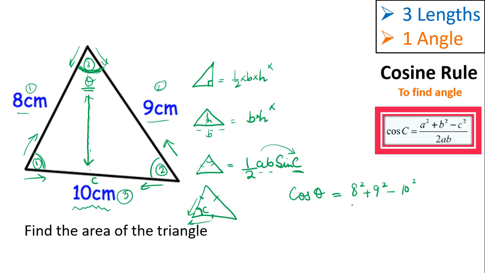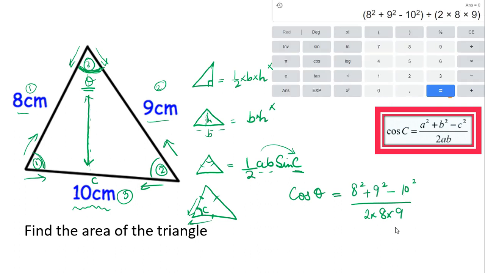So 8 squared plus 9 squared minus 10 squared, divided by 2 times 8 times 9. Now, when you do that on your scientific calculator, first of all, if you want, you can do stuff separately. You can do the numerator first and write it down somewhere, then do the denominator part and write it down somewhere. Then whatever answers you've got, you divide it. Or if you just want a quick calculation, just write everything down in one go on your scientific calculator. That's how I do it.